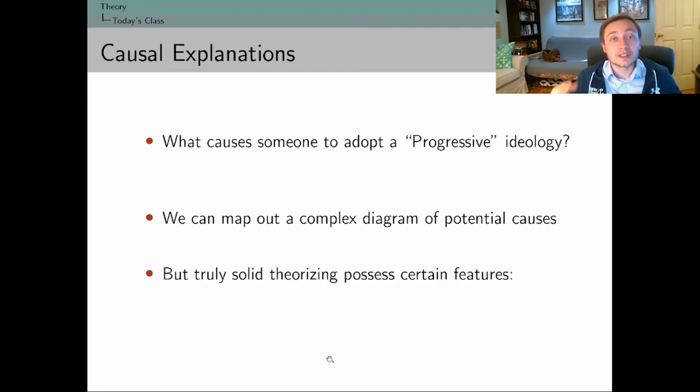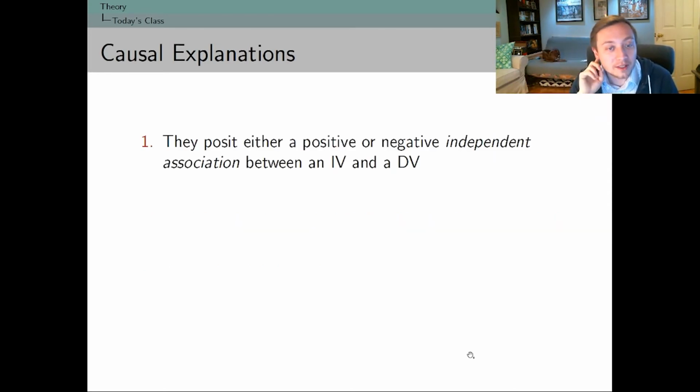And so in order to do solid theorizing, we have to do some things. And first, of course, we have to make the argument as to why SES actually has an impact on progressive ideology. Why would people with lower SES be more progressive? Maybe it's the other way around. Maybe people with higher SES are more progressive. We need to think about these things, right?